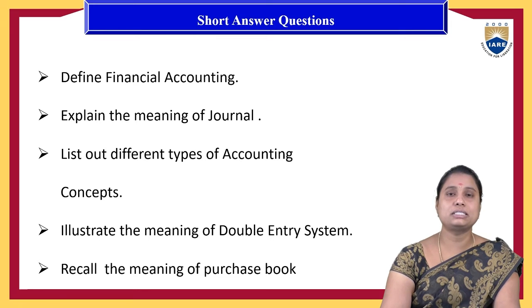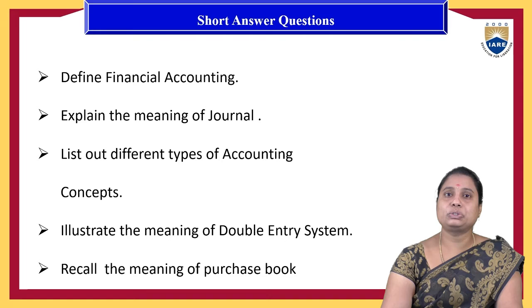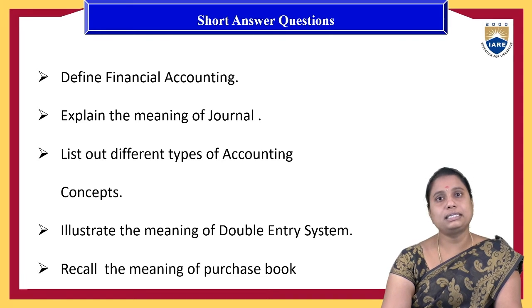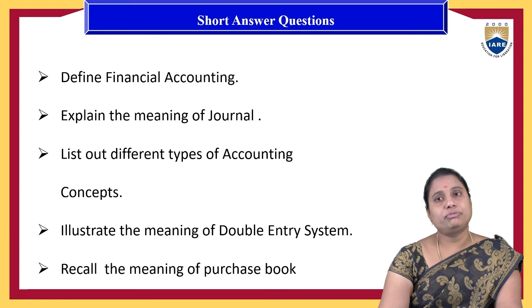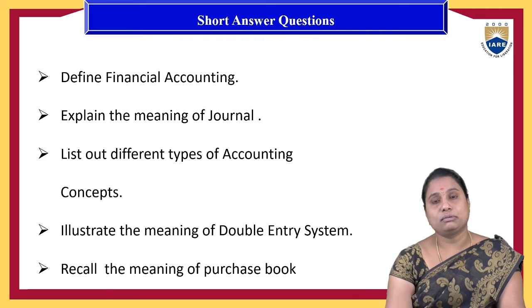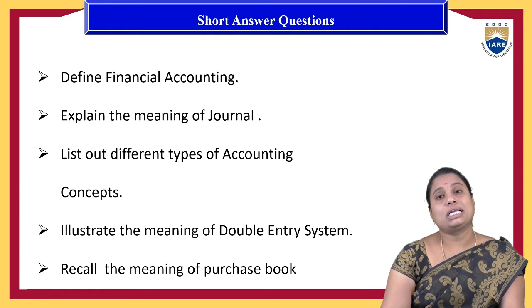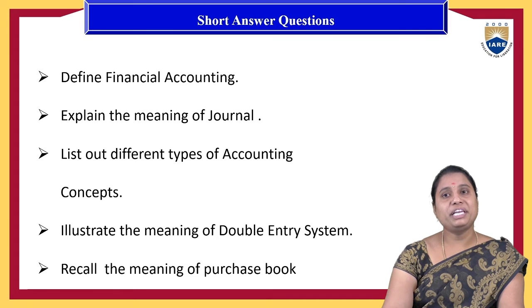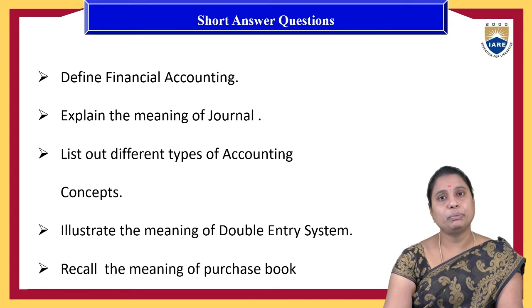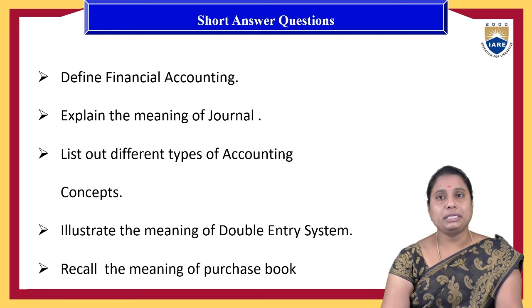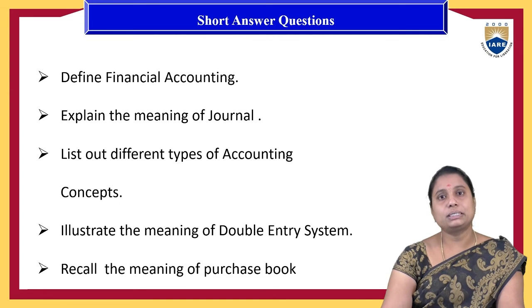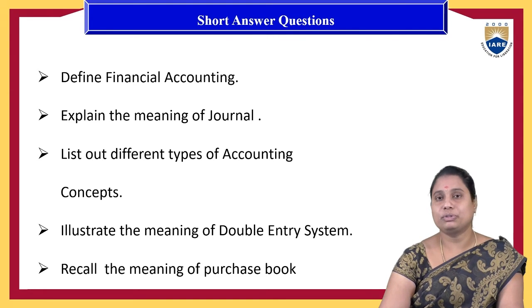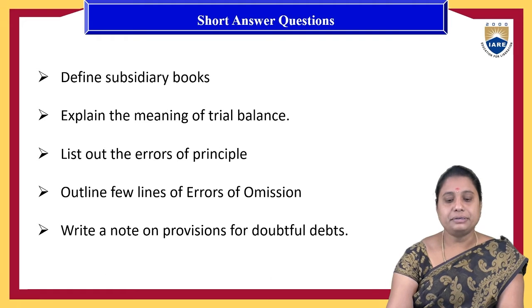then it is called a double entry mechanism, that is classifying one transaction into debit and credit, that we need to explain with the disadvantages of the single entry mechanism. And recall the meaning of a purchase book. So purchase book meaning and how to enter the recordings in the ledger accounts, everything we need to explain.